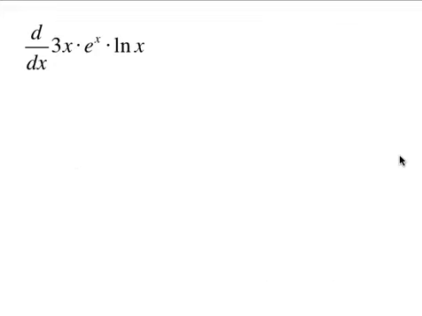For our next example, I have the derivative of 3x times e to the x times natural log of x. Now, one could develop a formula for the product rule for 3 pieces, but I just prefer to use the product rule twice. I'm going to let u equal 3x e to the x and v equal natural log of x. Now v prime is easy. The derivative of natural log x is just 1 over x. We get that fairly quickly.